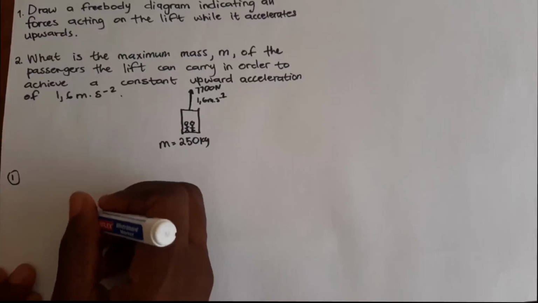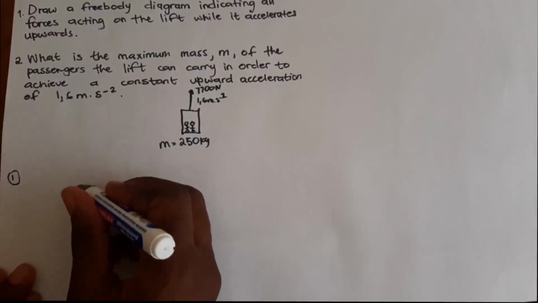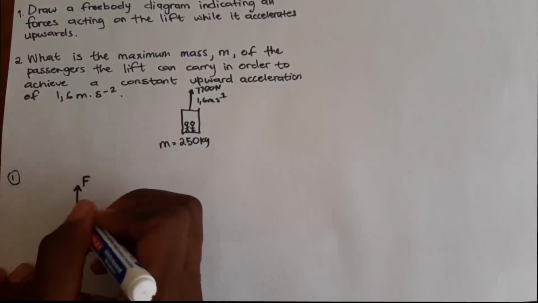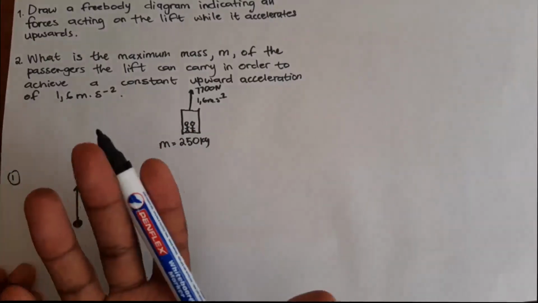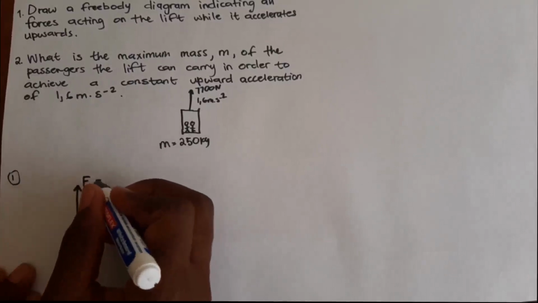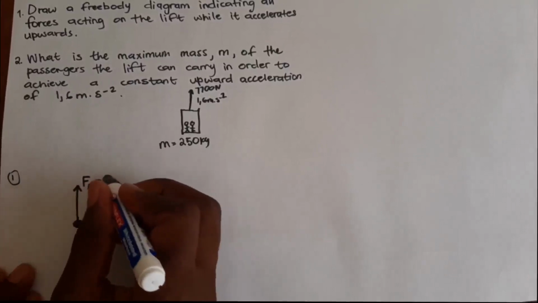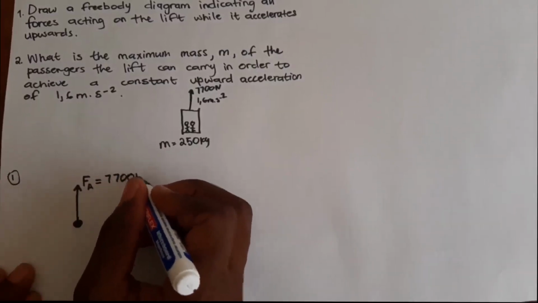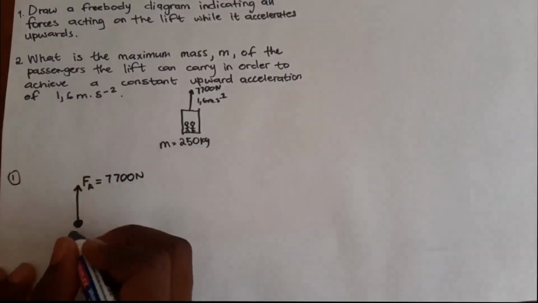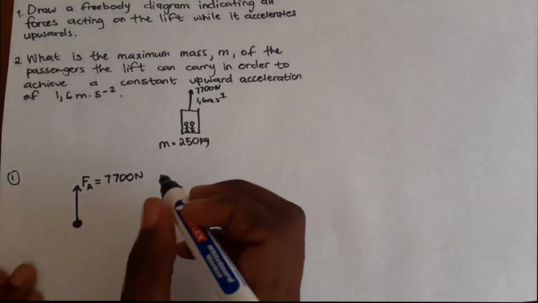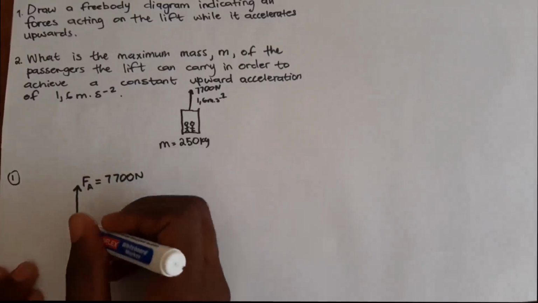So we have the upward force that is pulling the lift upwards and which favors the motion. The upward force, let's say it's a tension force, or an applied force, is equal to 7,700 newtons upward. And you can see that we have the lift right now.